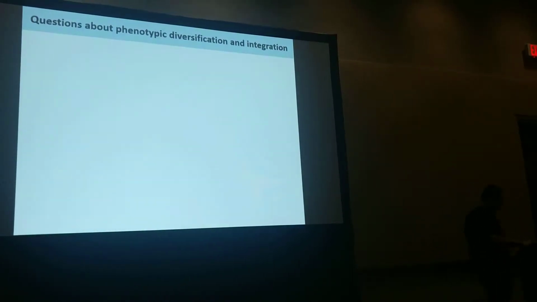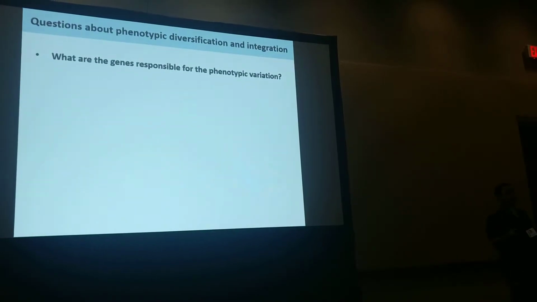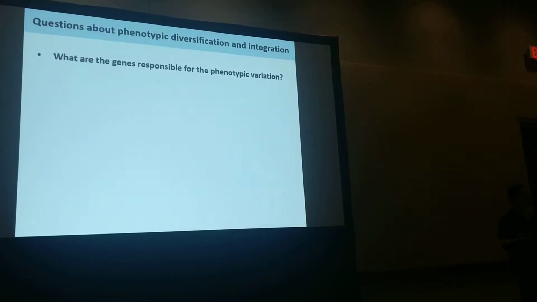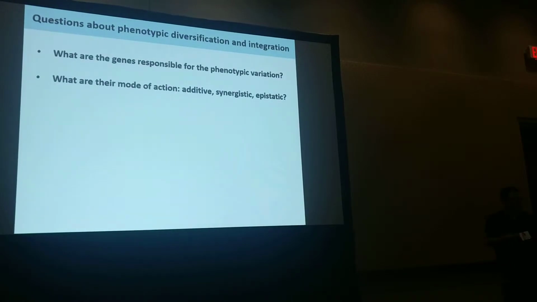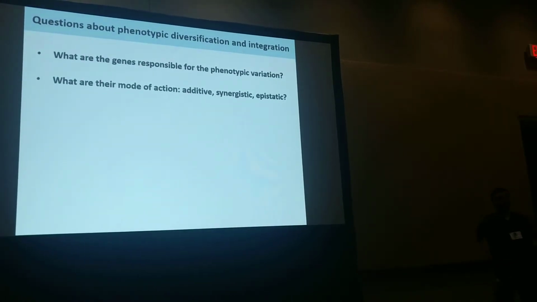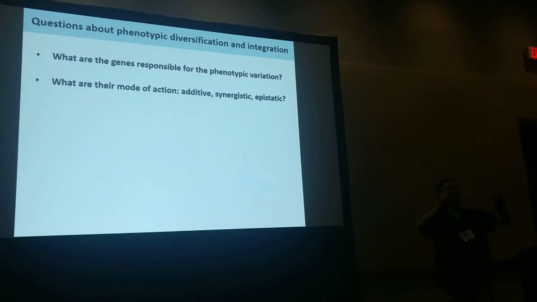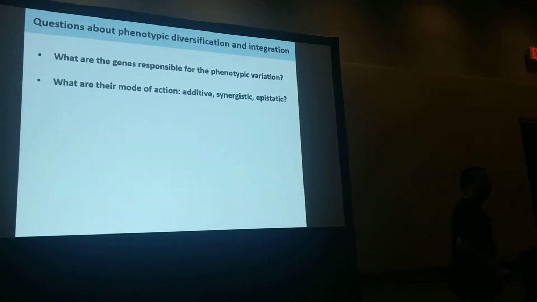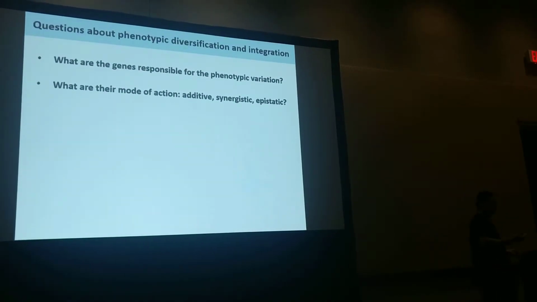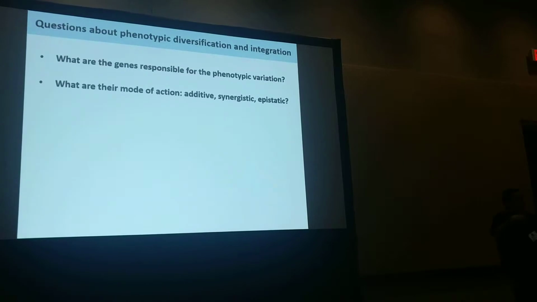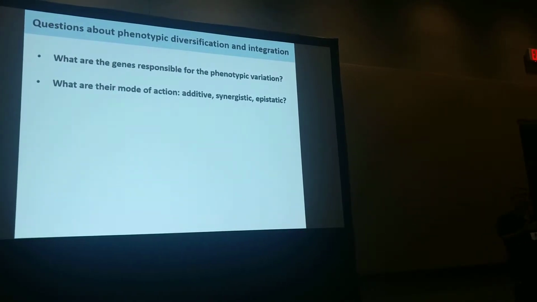Now, one of the things we're interested in is what are the genes? It's very simple. What are the genes responsible for the phenotypic variation? And what is their mode of action? It's not going to be a single gene controlling all the different beautiful forms, right? There have got to be multiple genes. Most of the time they're polygenic. But what's their relationship? Are they additive? Are they synergistic? Or are they antagonistic to each other?